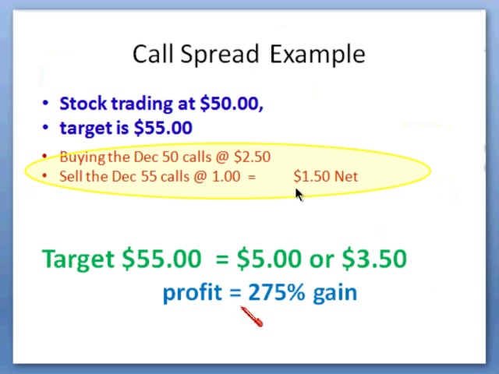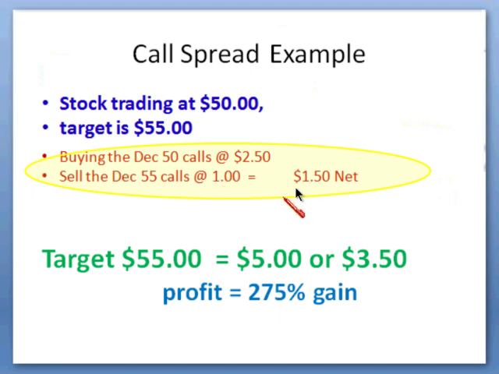Now, if it goes to your $55 target, and it goes to $5, you've made $3.50 versus the $2.50, meaning your profit at that point is, I think that is right, 275% gain versus 100% gain. So can everybody see that math? That we're putting money back in our pocket.